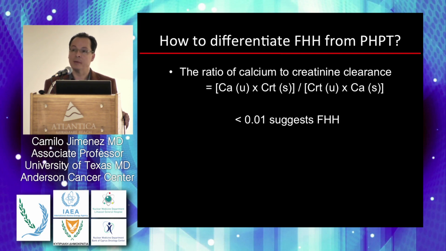Well, you can do it from a biochemical perspective. You simply look at the ratio of calcium to creatinine clearance, and whenever this ratio is lower than 0.01, that one clearly suggests that you are facing someone who has benign familial hypocalciuric hypercalcemia.